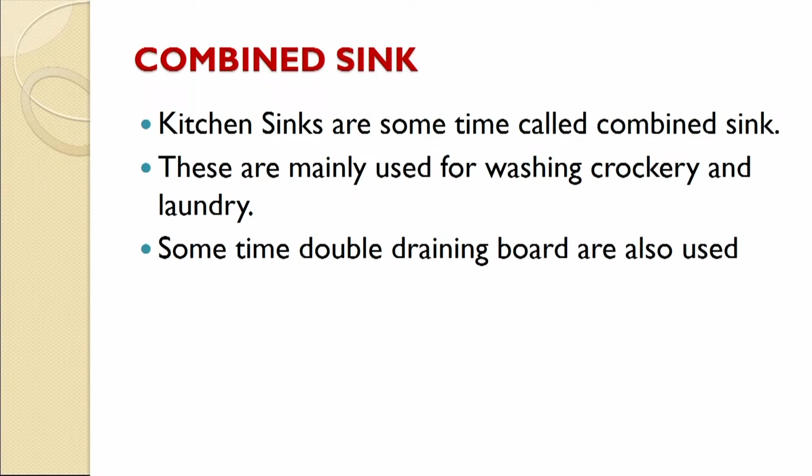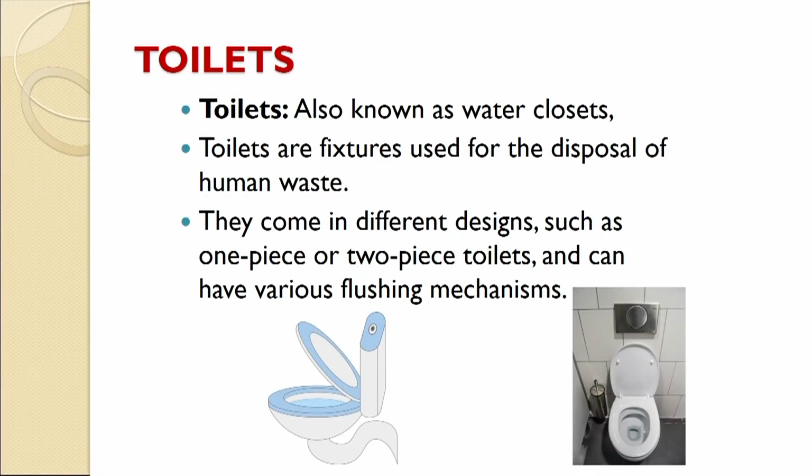Now comes the second category of fixture, which is known as toilet or water closets. In short, we always say WC. Toilets are fixtures which are used for disposal of human waste. They come in different designs and sizes. I have given you examples of two Western style WC.